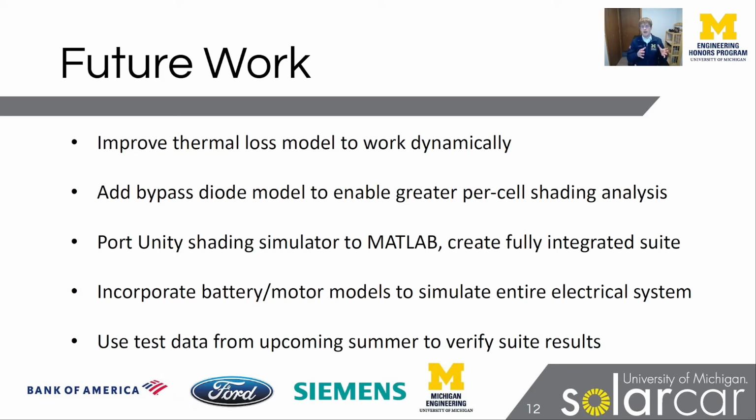In essence, when cells are shaded, they provide no power to the car, but since you have multiple cells in series, you have other cells that aren't shaded that are trying to provide power. And so you use diodes to essentially bypass the cells that are shaded. And so what we would like to do is bring in the ability to model that and the losses caused by skipping over those cells through diodes.